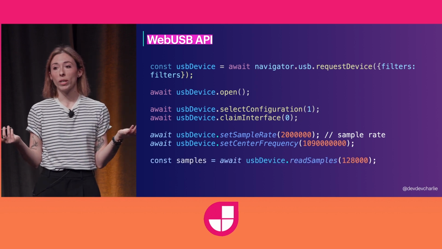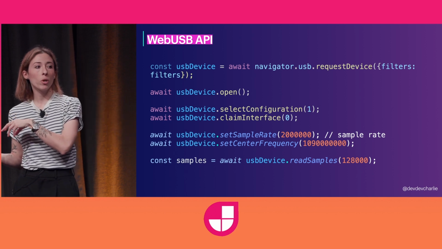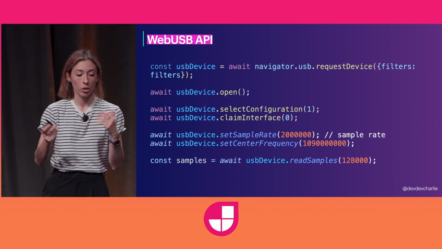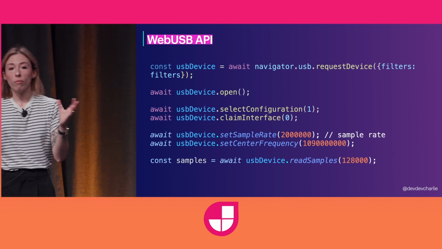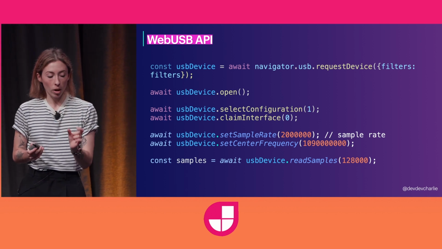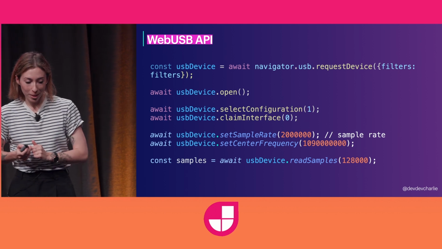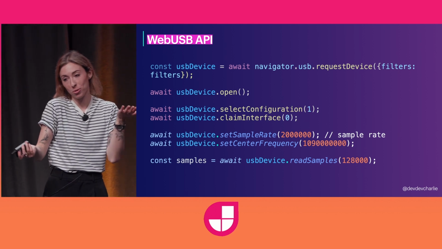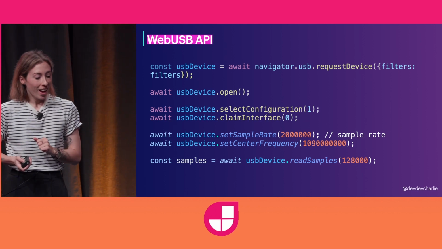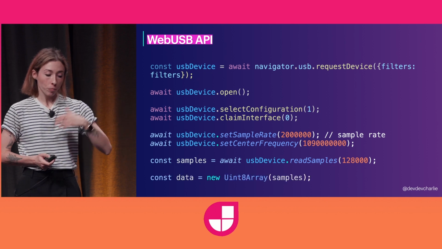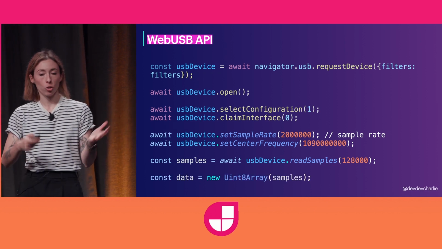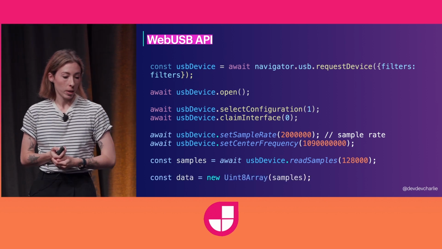The value 128,000, I took it from the Mode S demodulator package that Thomas Watson wrote. Other values work as well, but this is the part where I'm not exactly sure which number is the best. But I trusted Thomas Watson's code. I was like, oh, he used 128,000, so I'll use the same. And that returns an array buffer. And to be able to read that data, you can transform that into an array of 8-bit integers.